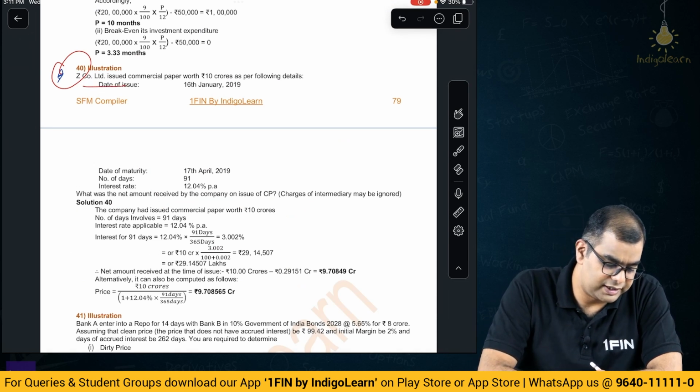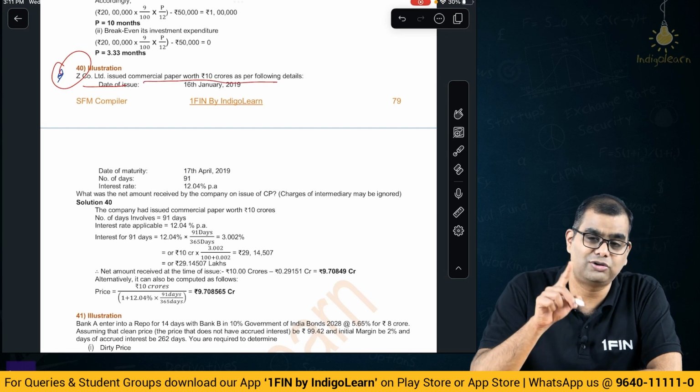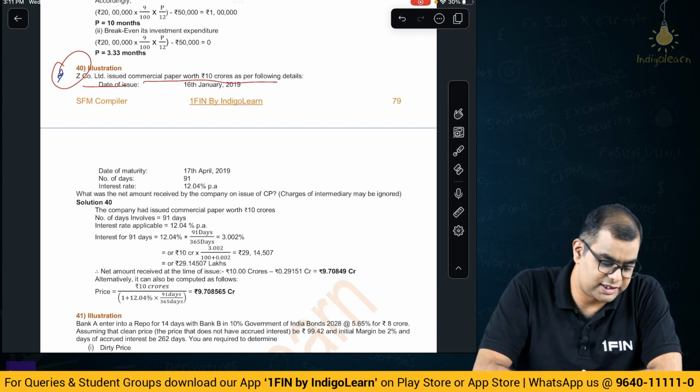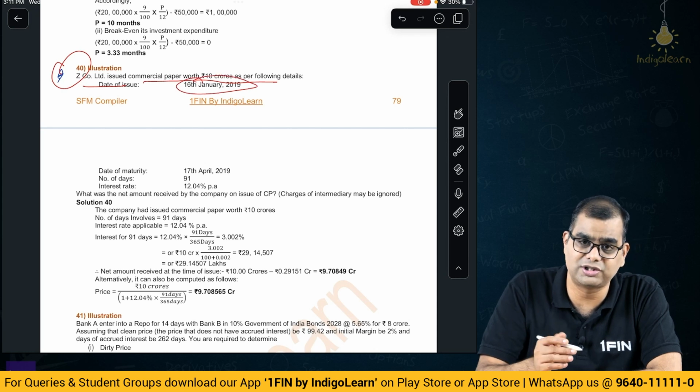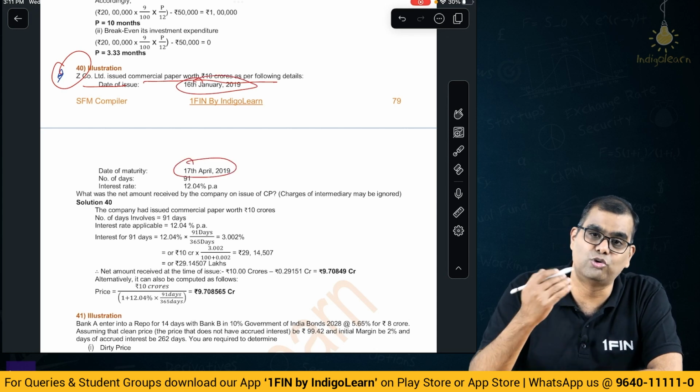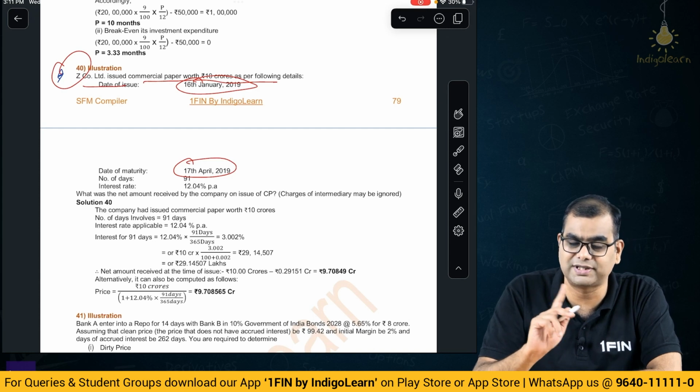So, Z Limited issued commercial paper worth 10 crores. Please note, commercial paper is issued at a discount. As per the following details, date of issue is 16th Jan. So, if it is issued on 16th Jan, you get money on 16th Jan. Date of maturity is 17th April. That means money goes out on 17th April. So, you don't pay interest for 17th April.